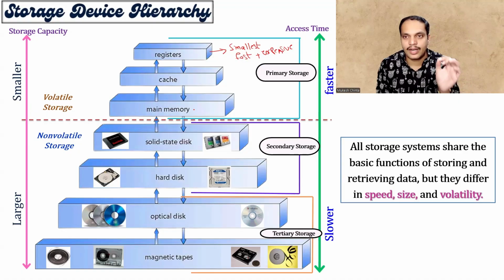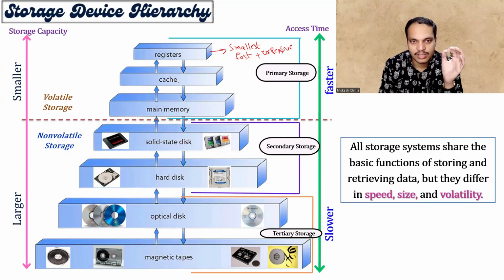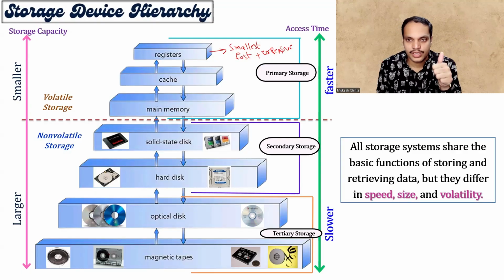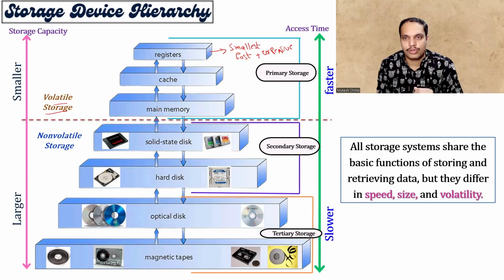You have to understand that the CPU can only read instructions and interact directly with these three components: registers, cache memory, and main memory. And these three are volatile in nature. That's what we have written, volatile in nature. And these three are also the smallest components with regards to storage capacity.